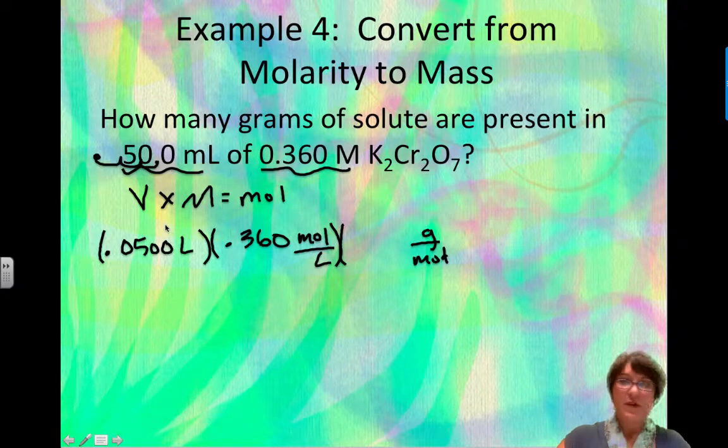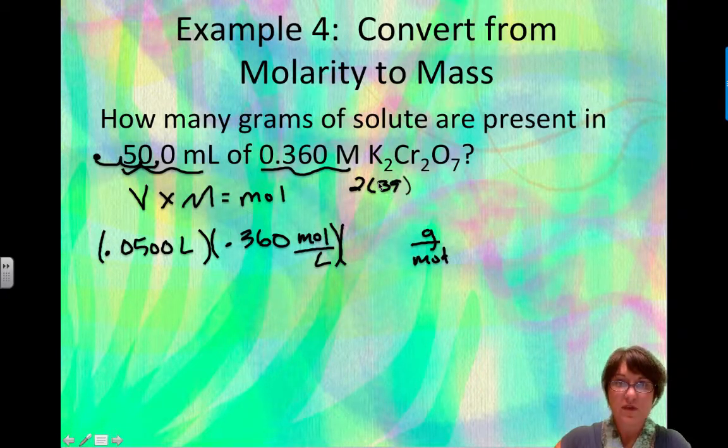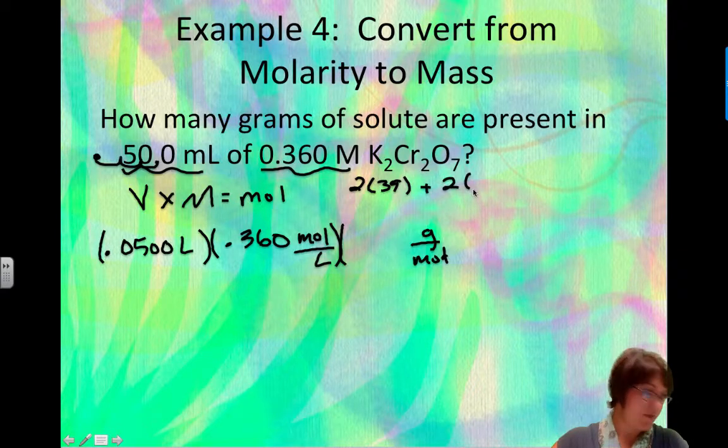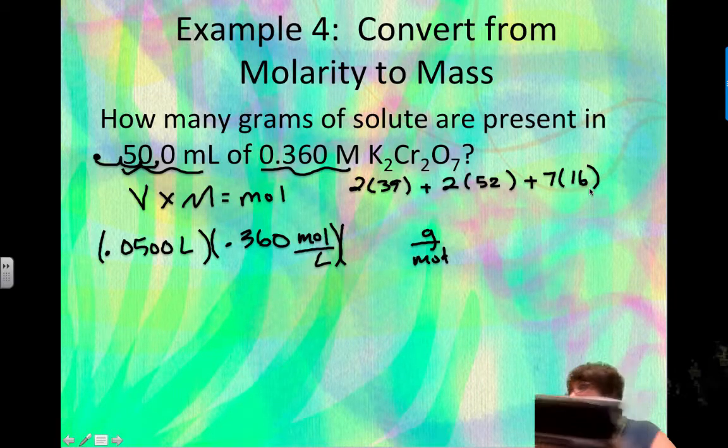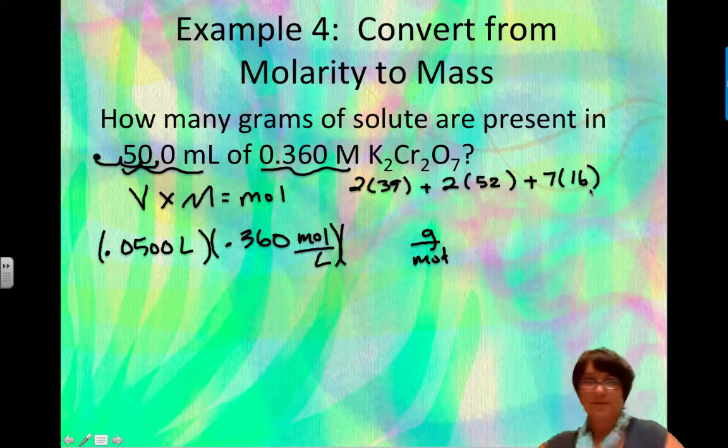Okay, now I've got my periodic table handy. So potassium weighs 39, and there's 2 of those. And there's 2 chromiums. Chromium weighs 51.996. And then oxygen, geez, there's 7 of those. And those weigh 16 apiece. All right, so we're going to have to add this up. Calculator time.